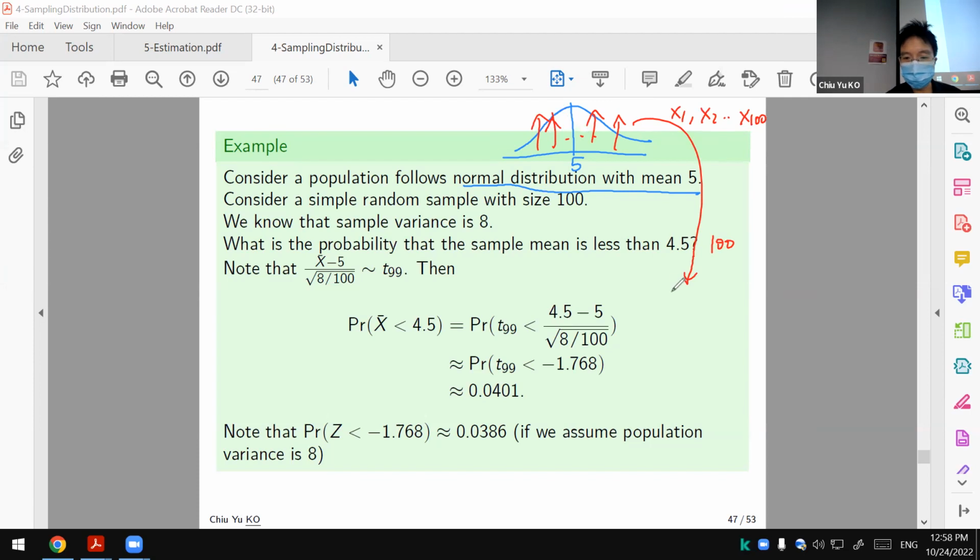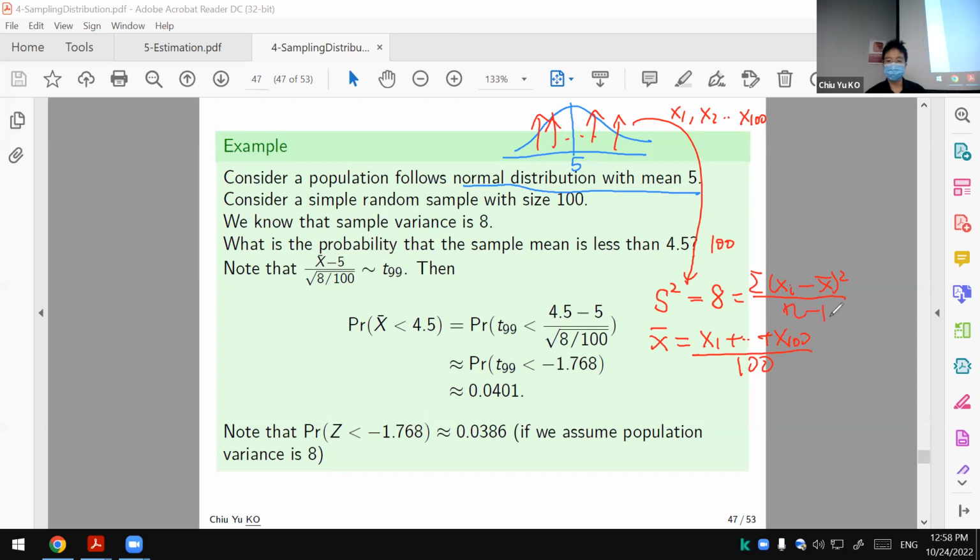And then we can calculate the sample variance, which is 8, okay? How do we do that? You can calculate the sample mean, right? Just add 1 up to 100, divide by 100. And for the sample variance, you calculate each observation minus the sample mean, take the square, over 100, right?